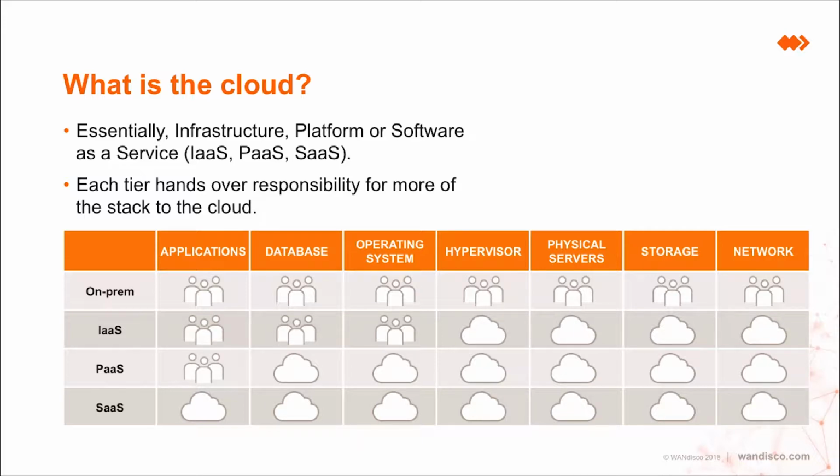Essentially, infrastructure, platform, or software as a service makes up the cloud. Each tier hands over more responsibility of the stack to the cloud. A typical on-premise IT environment would have all applications, databases, operating systems, hypervisors, physical servers, storage, and network. All of that is managed in a data center by the organization.